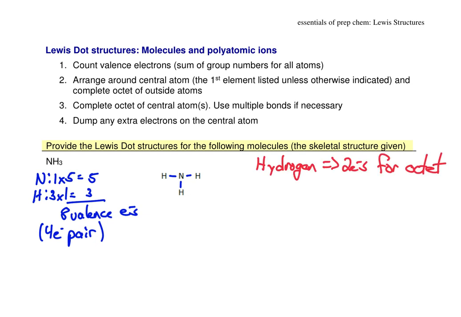Now that we've completed the octet of the outside atoms, we can look to the center atom. The center atom, nitrogen, currently has 2, 4, 6 valence electrons. Remember, those bonding electrons count towards each atom's octet. Nitrogen needs 2 more electrons for its octet. Fortunately, there is one remaining electron pair.